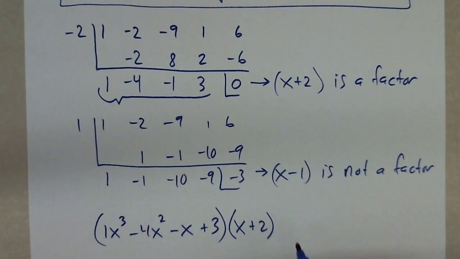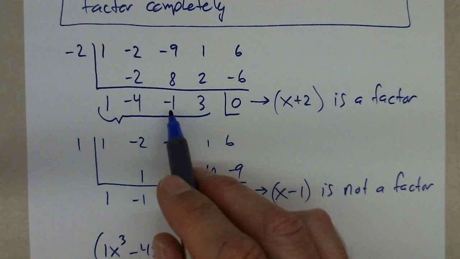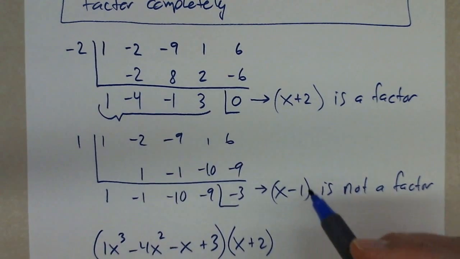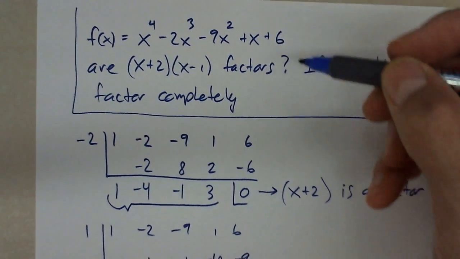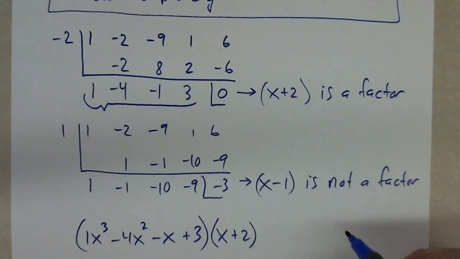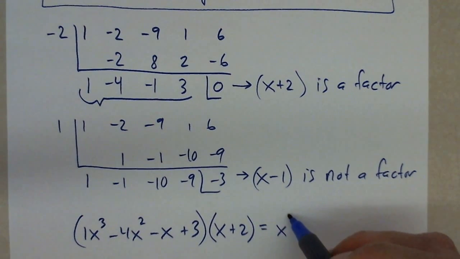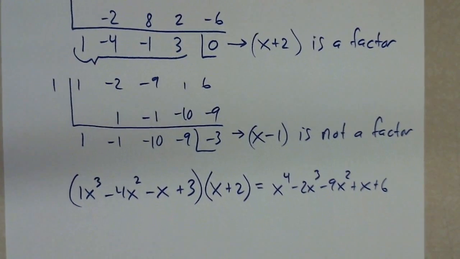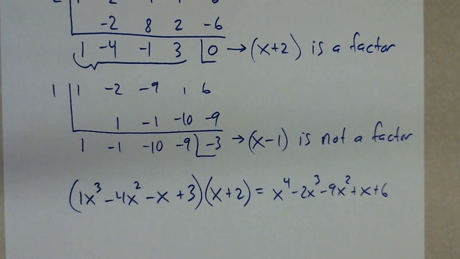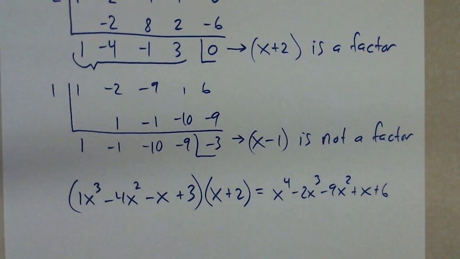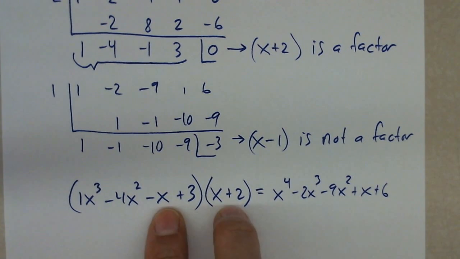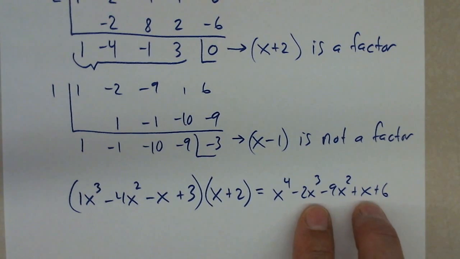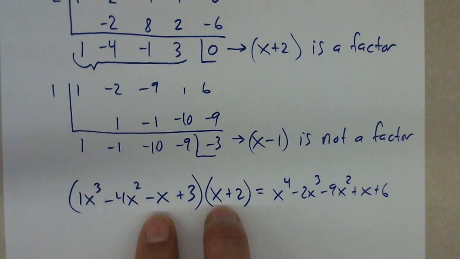So we use synthetic division to find out the quotient of the polynomial divided by x plus 2. We know that this is equal to the original polynomial, and it said factor completely. Let's just stop there, and we know that this is factored, here's one way to factor it, but it's not factored completely.